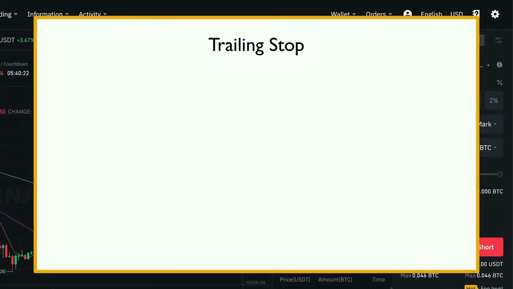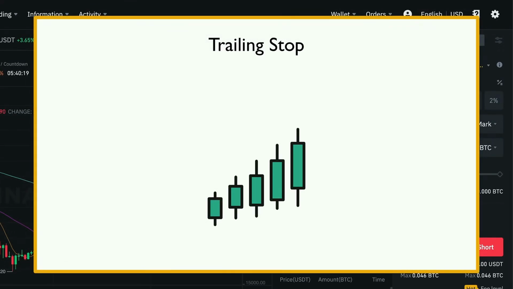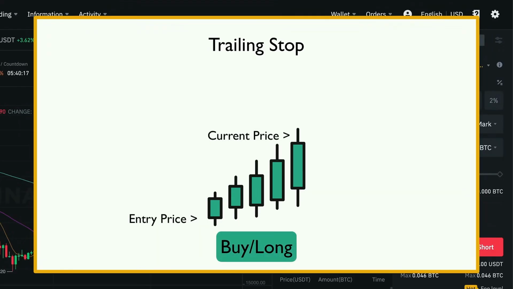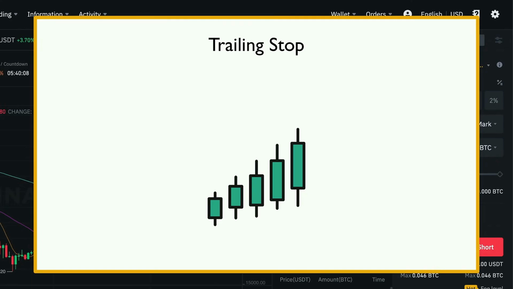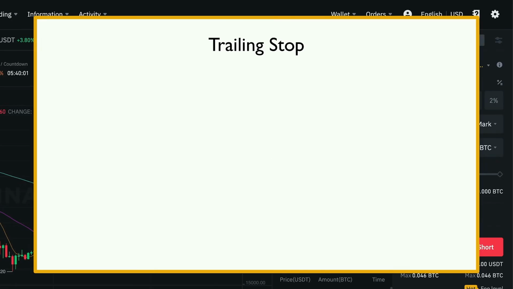This is a great tool we can use in a situation where our position is already profitable and we want to make sure to realize that profit, but at the same time we think that there's more upside potential. So a trailing stop order is an order type where the stop limit is moving with the price, but only in one direction.